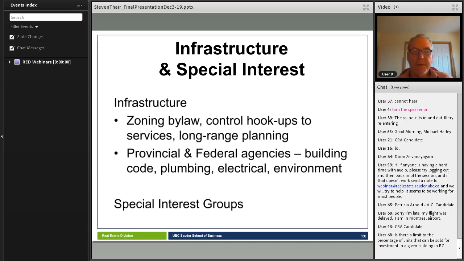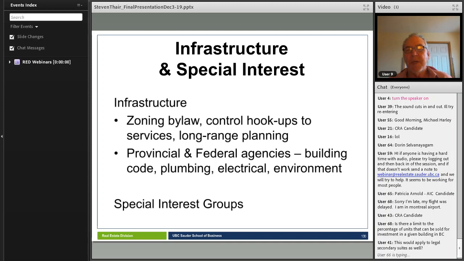I'm just going to read a couple of the questions here. Is there a limit to the percentage of units that can be sold for investment in a given building in BC? Don't know. You think I'm in BC maybe. I'm in Saskatchewan actually. I'm in Saskatoon.